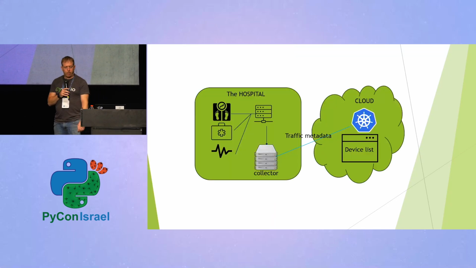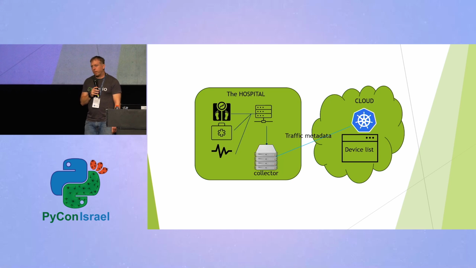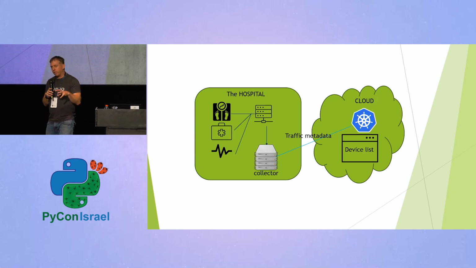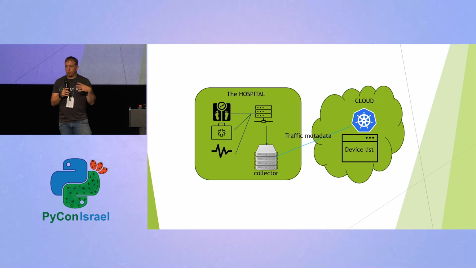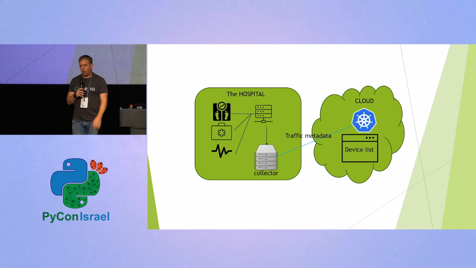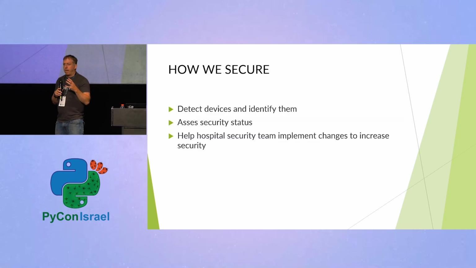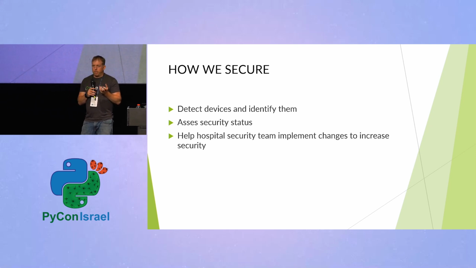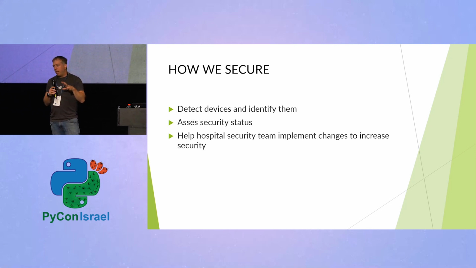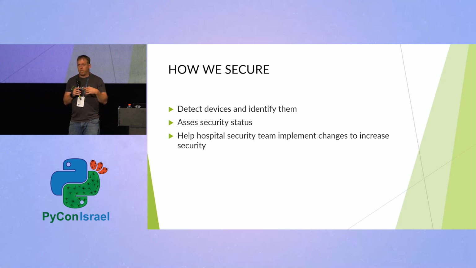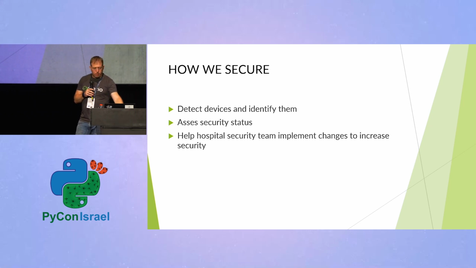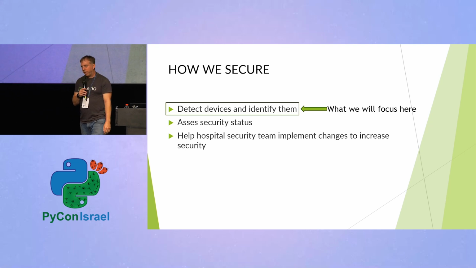So what do we do in Scenario? We give hospitals a server to have in their system, and then we collect data from that server, all the metadata on the network traffic, and then we try to help them improve their security. So how do we do it? First of all, we detect the devices and identify them. Then we understand the security status of each of the devices. And then we give recommendations how they can improve their security and what they can do to help improve what they're currently doing. Today I'm going to focus on how we detect devices and identify them.